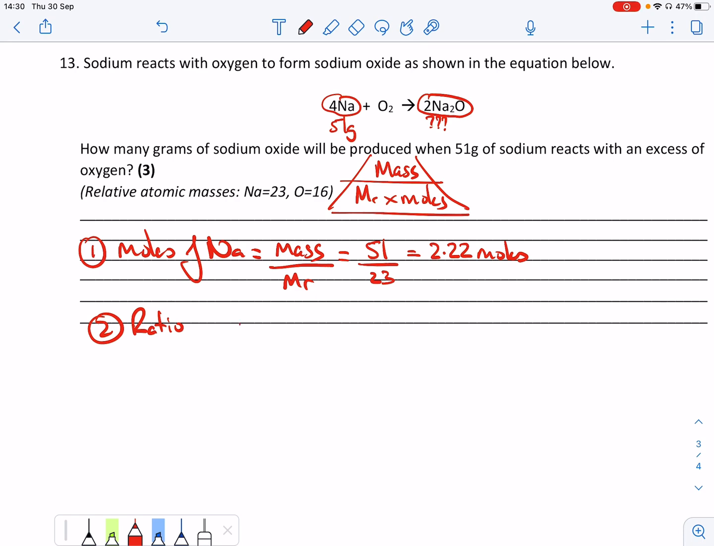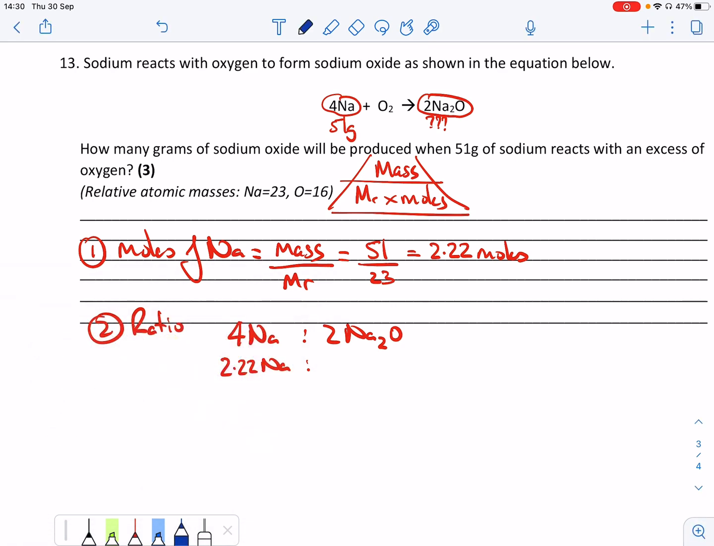My next step is to look at the ratio, the stoichiometry, between the two chemicals I'm interested in. So I have 4 lots of sodium forming 2 lots of sodium oxide. We've just worked out that we have 2.22 moles of sodium. So let's put that underneath here. We have 2.22 moles of sodium. And I need to find out how many moles I'm going to get of the sodium oxide.